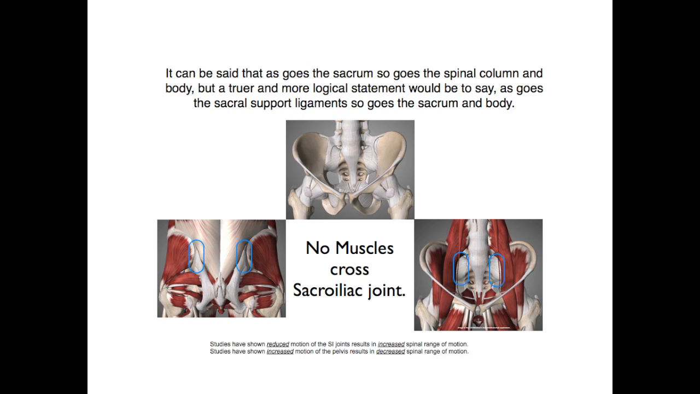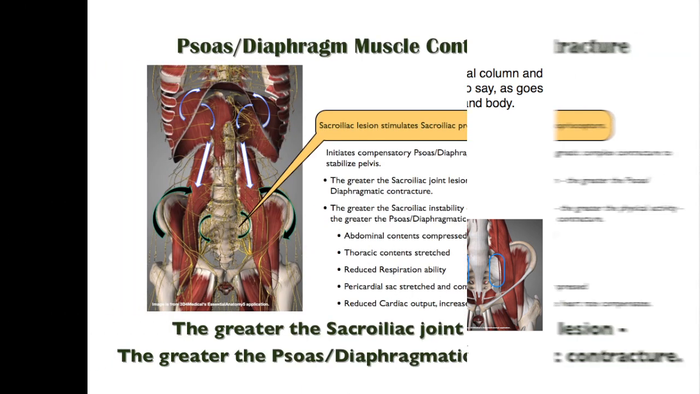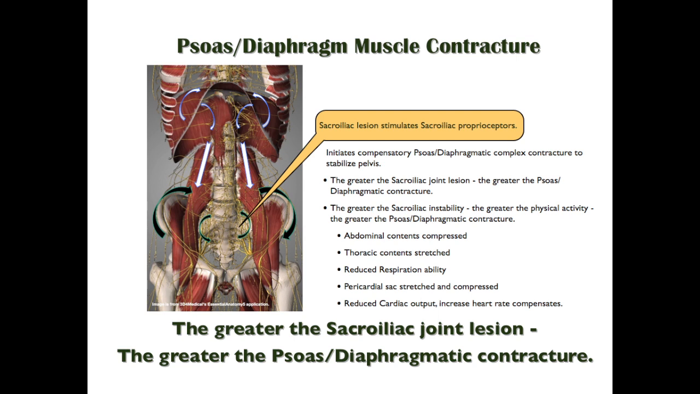Studies have shown reduced motion of the sacroiliac joints results in increased spinal ranges of motion, while conversely, studies have also shown that increased motion of the pelvis results in decreased spinal ranges of motion. A sacroiliac lesion stimulates the proprioceptors to initiate a compensatory psoas diaphragmatic complex contracture to stabilize the pelvis. The greater the sacroiliac joint lesion, the greater the psoas diaphragmatic contracture.